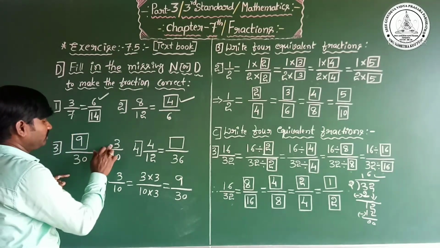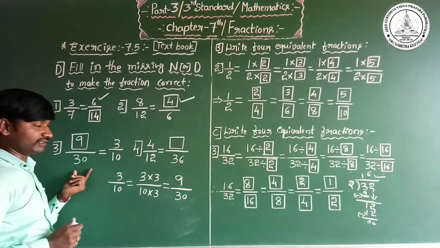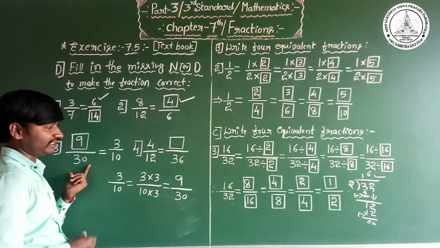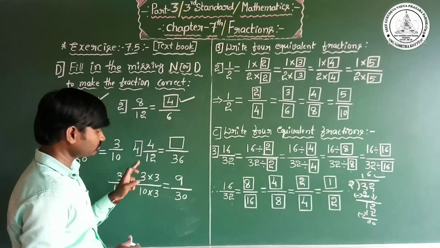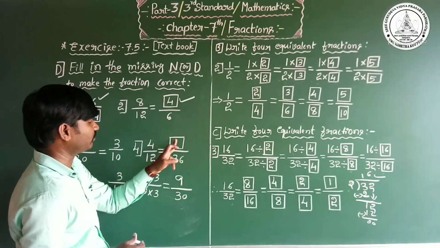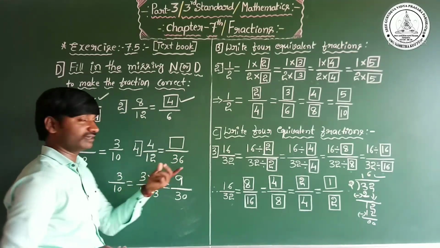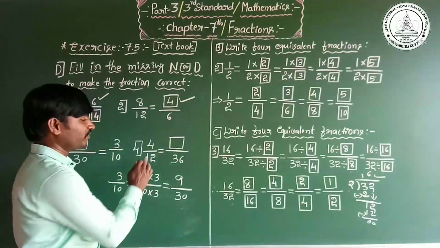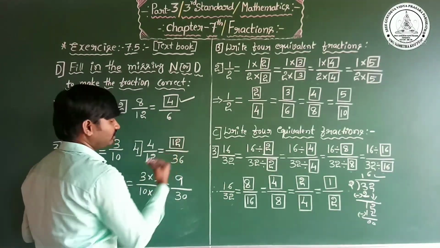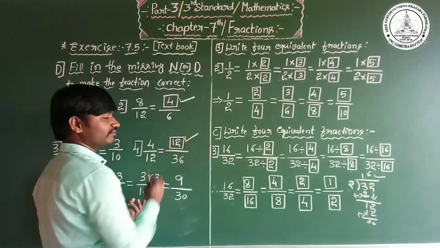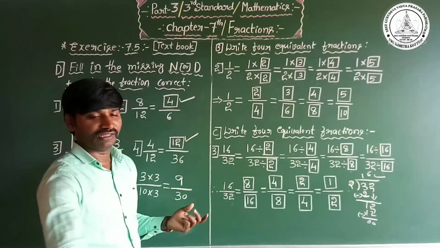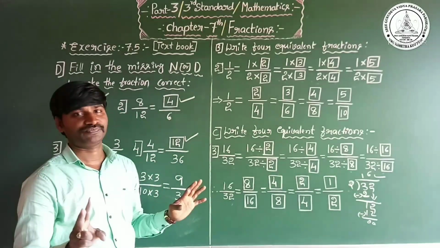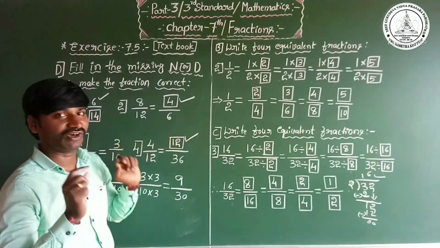Okay, dear student. 3 3s are 9. 10 3s are 30. Here already the denominator 30 is there. The next is 4 by 12 is equal to dash. Here downwards is 36. 12 how much are 36? 12 3s are 36. So 4 3s are 12. This is the missing number. Okay, dear student, understood? In the fractions, for the missing numbers, use one method, multiplication or division. You find out whether it is multiplication or division.